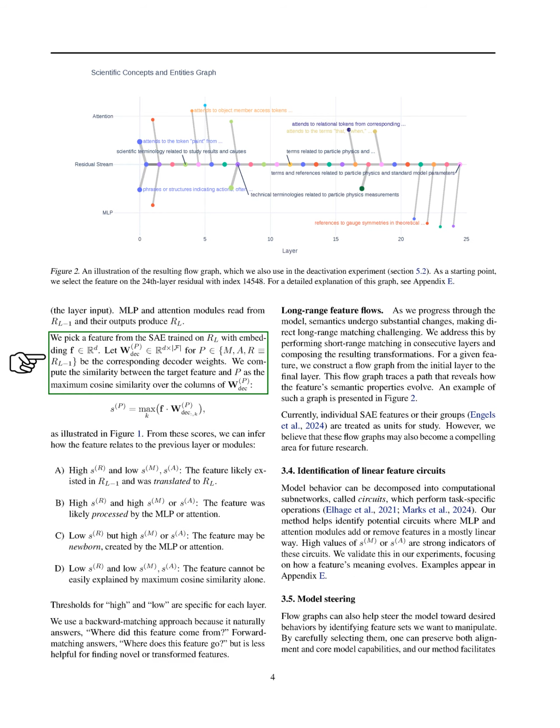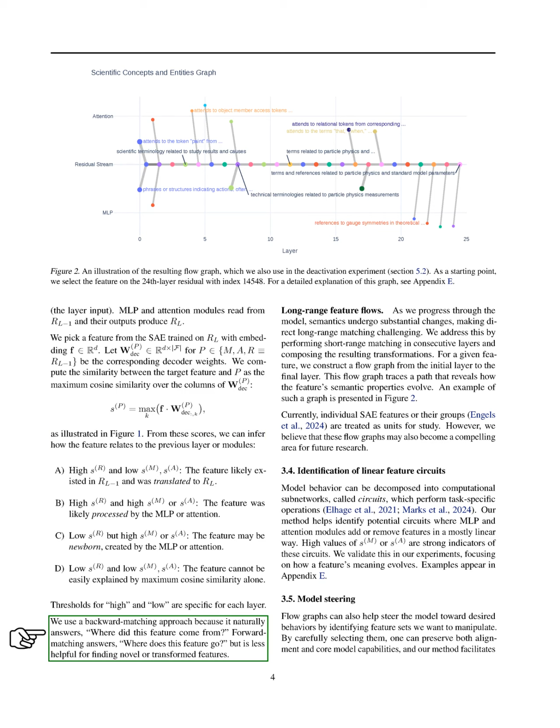We select a feature from the SAE trained on the current layer output, represented by an embedding in a specific dimensional space. We then compute the similarity between this target feature and the outputs from the MLP, attention, and previous layer by finding the highest cosine similarity among their respective decoder weights. This allows us to understand how the feature connects to earlier layers, with specific thresholds for what we consider high or low similarity varying by layer.